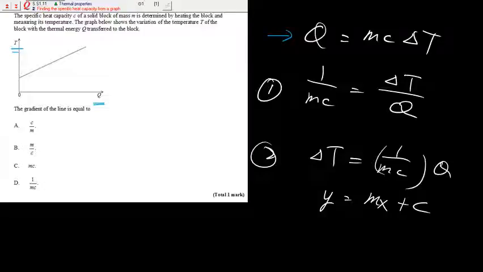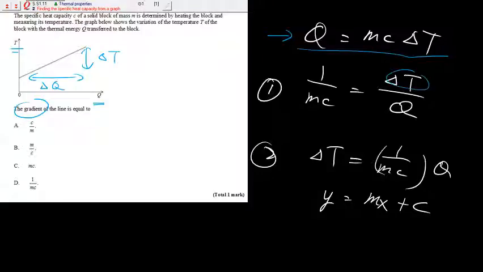For this, of course, you need to write the equation energy equals mc delta T, and there are two ways to do it. The first one is, of course, it asks you for the gradient of the line. Gradient here means the change of y over the change of x. So for this one, it will be delta T, and this one will be delta Q. So you can rearrange the equation into delta T over Q, and therefore you can put mc on the other side, so 1 over mc, and therefore the answer will be D.